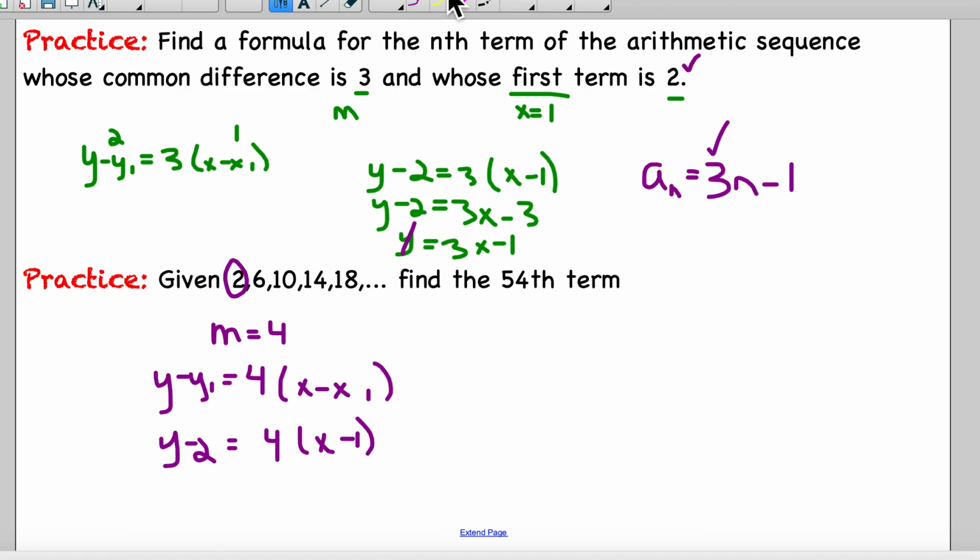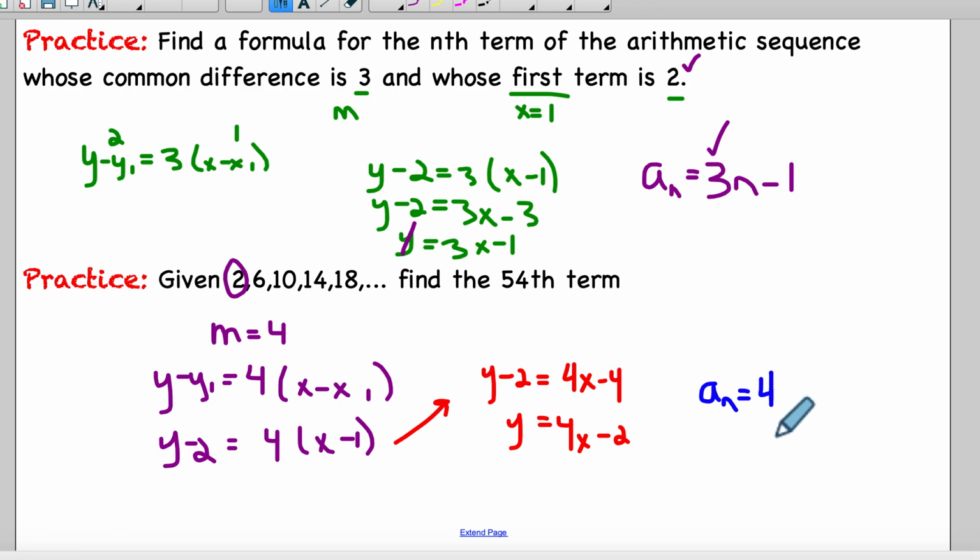Again, we're trying to get rid of these x's and y's, but I'm going to distribute this first. So I'll just draw an arrow over here. It's going to be y minus 2 equals 4x minus 4 when I distribute the 4. And then I'm going to add my 2. I'm going to get y equals 4x, and then minus only 2 if I add 2 to it. And so my final answer, I'm getting rid of my y's with my a sub n. That's my nth term. And it's going to be, instead of x, we're going to use that n, 4n minus 2. Right? So that's the formula for it.